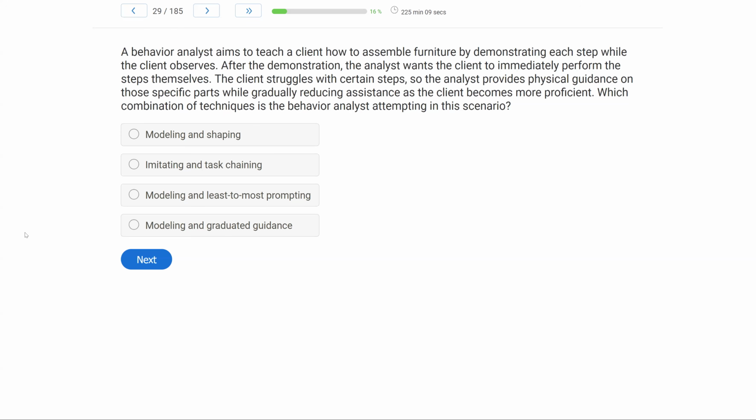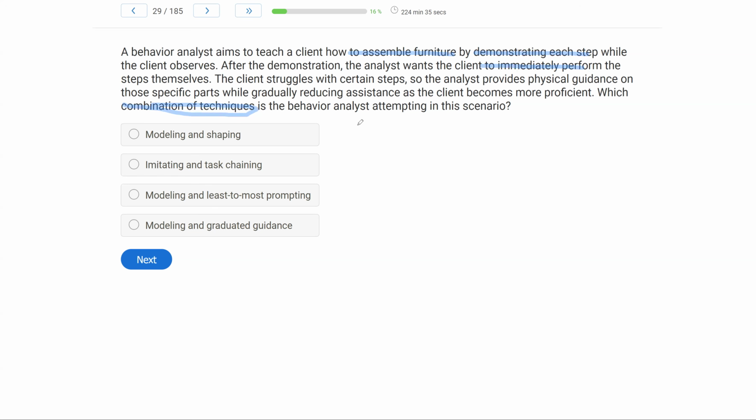Long question with multiple answers, right? Because we're looking at a combination of techniques. Let's start with what we know. Let's attack the question. Don't go to the answer choices yet. The analyst is teaching furniture by demonstrating steps. So the analyst is modeling. The analyst wants the client to immediately perform the steps. So the analyst wants the client to imitate. The analyst is modeling. So we can reliably say that our first technique is modeling.